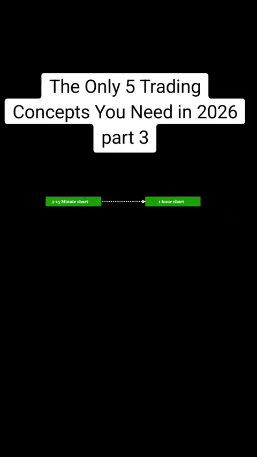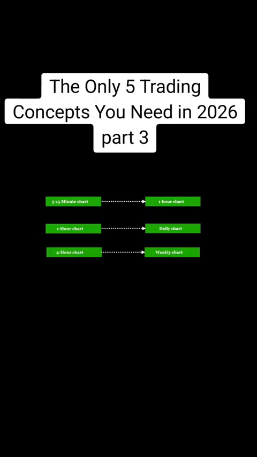If you trade on 5-minute or 15-minute, use the 1 hour as your higher time frame. If you trade on the 1 hour, use the daily chart. If you trade on the 4 hour, use the weekly chart. That's it. No confusion, no clutter.